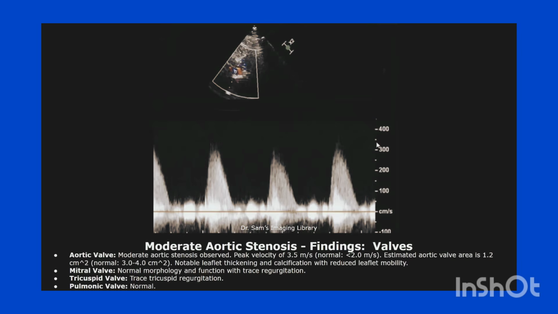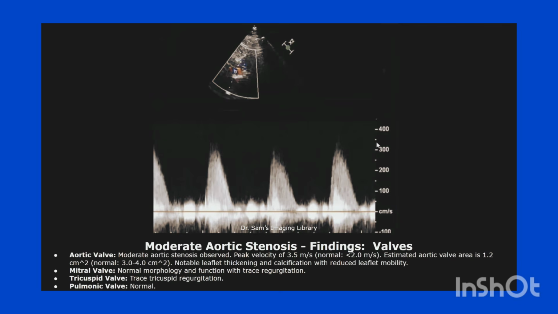The aortic valve shows moderate aortic stenosis, peak velocity of 3.5 meters per second, which is higher than normal. Estimated aortic valve area is 1.2 centimeters squared. Notable leaflet thickening and calcification with reduced leaflet mobility.